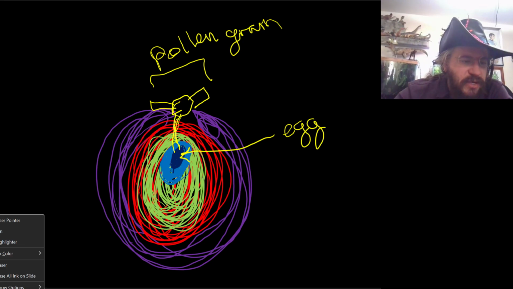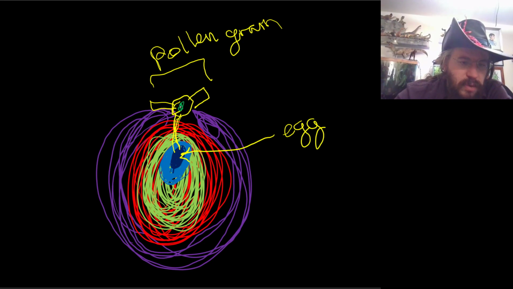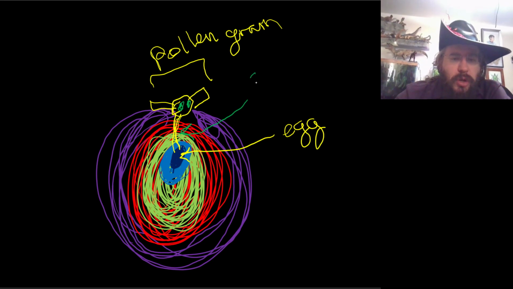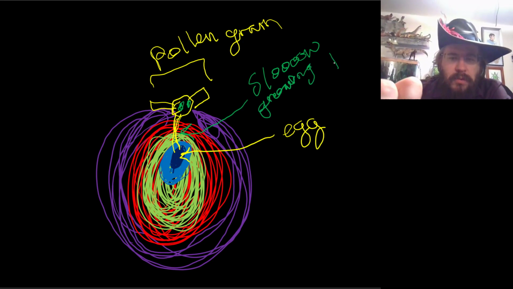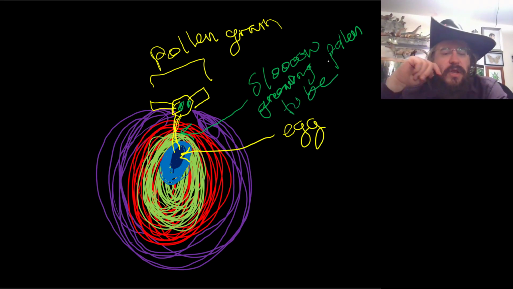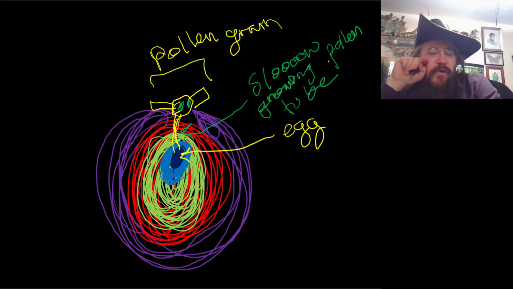And once that pollen tube grows through, and it is very slow growing in gymnosperms, right? We have a slow growing pollen tube. In some of those very slow growing trees, this very short distance can take a year for that pollen tube to cross. So that's kind of nutty.